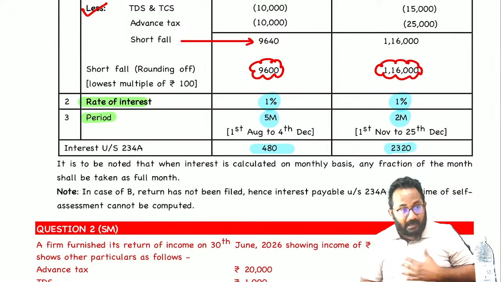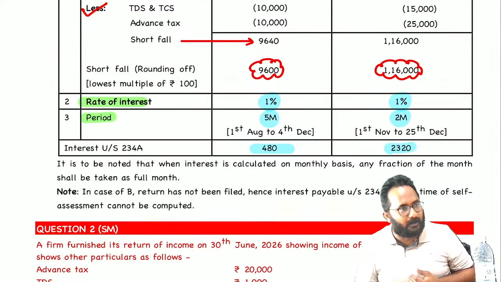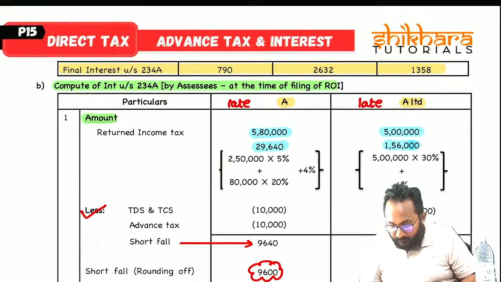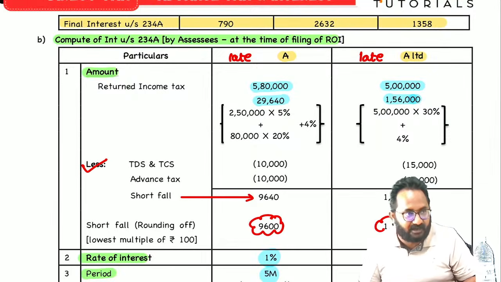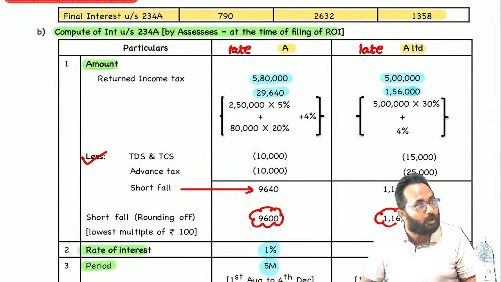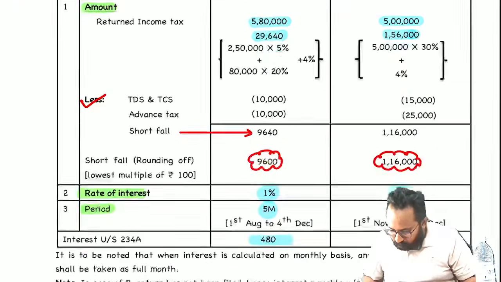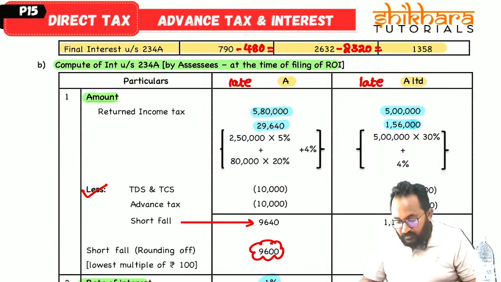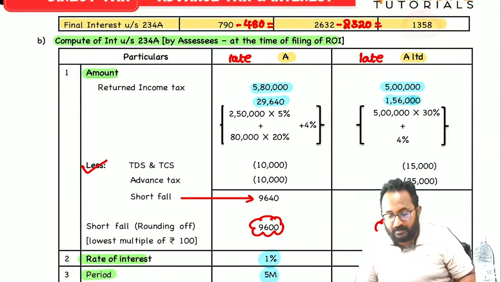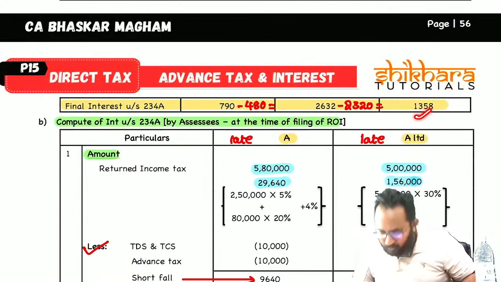Remember, how much did SSC already pay? 480. At the time of final interest computation, how much did AO compute? 790. 790 needs to be paid. How much did we already pay? 480, 2320. They will ask only the balance. This is what they will finally ask. Why? Who directly computed in the case of non-filing? AO. So that's why they will ask the full amount.